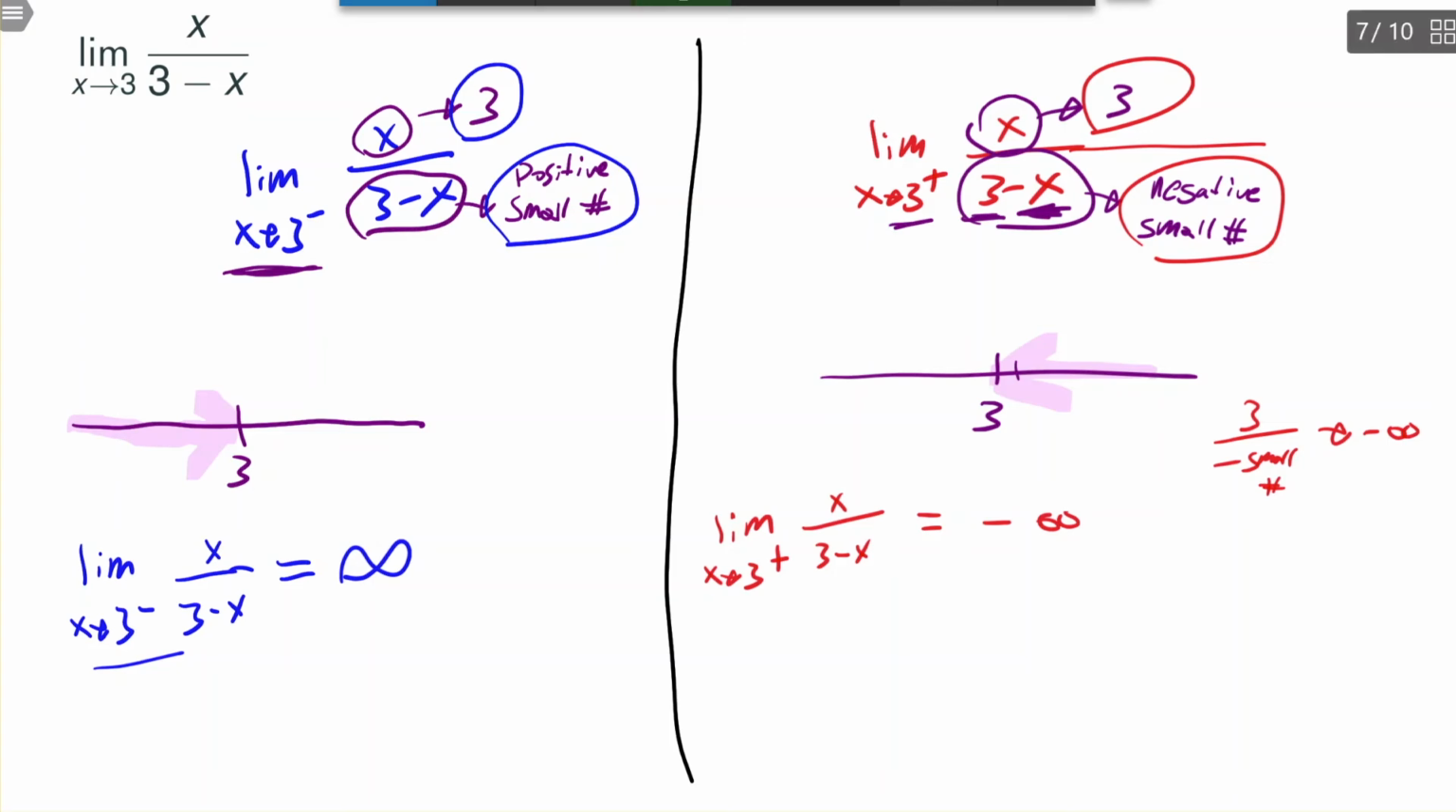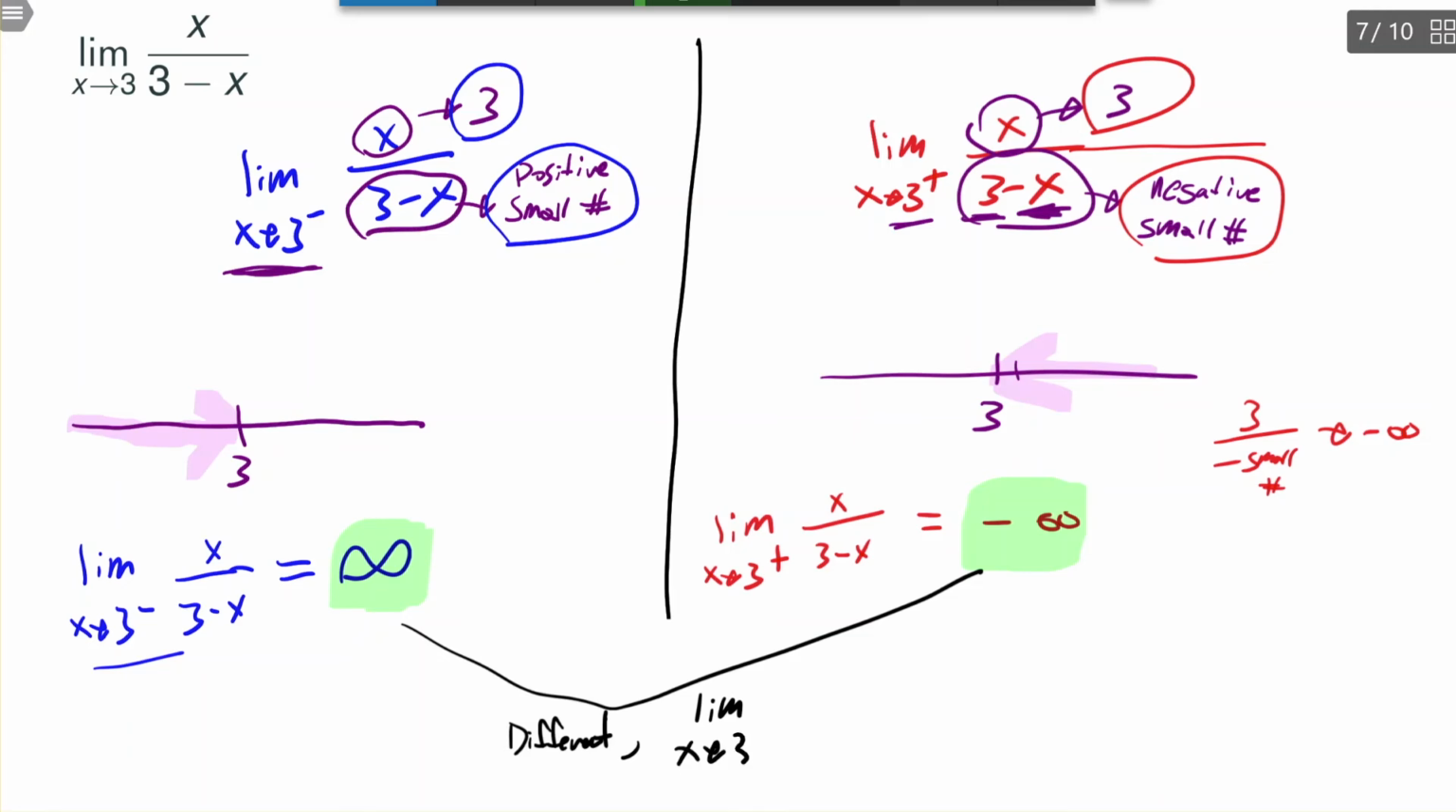So now if we look here, the limit from the left side was infinity, and the limit from the right side was negative infinity. They do not approach the same number or same infinity. Therefore, this limit does not exist, because they're different. The limit as x approaches 3, which means from both sides, does not exist. That's the conclusion.